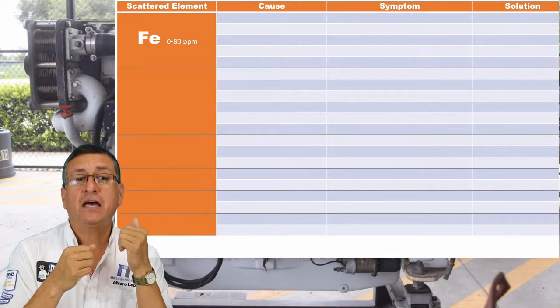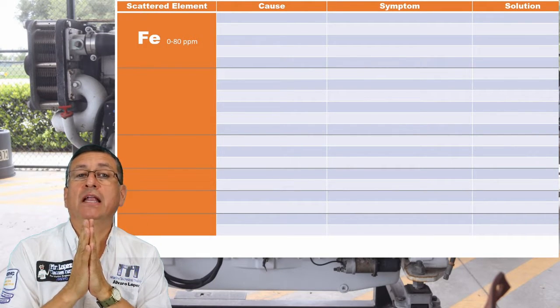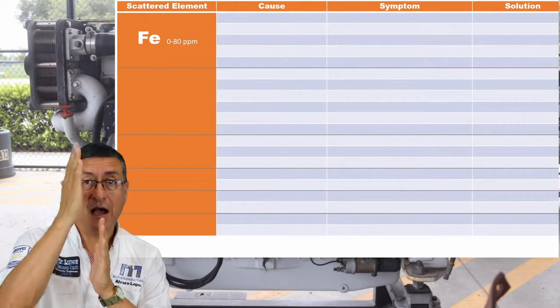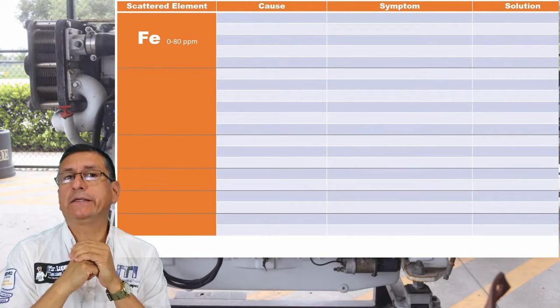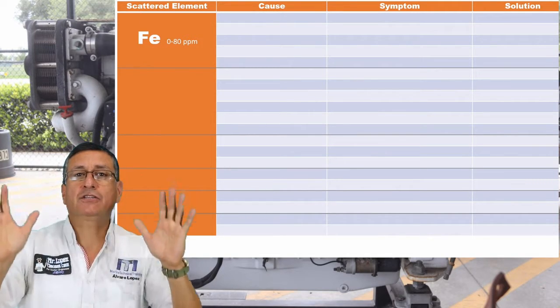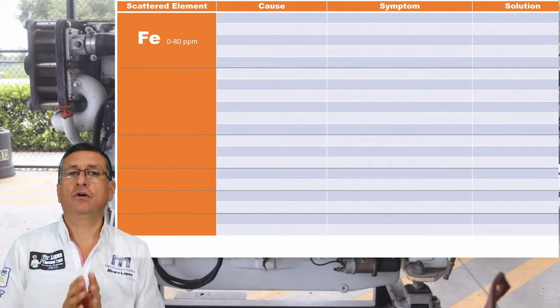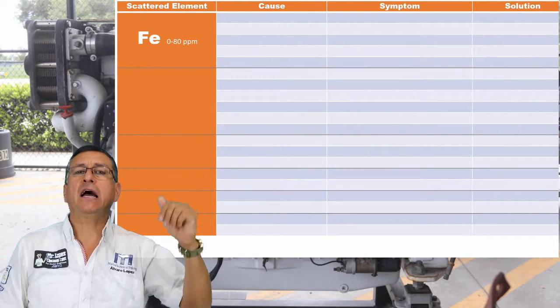Alright, this is the nomenclature that we are going to follow for the rest of the elements. In this particular case, I have iron with a concentration between 0 and 80. Between 0 and 40 is normal. Between 40 and 80 is critical, it is too much. But after 80 is catastrophic. We are going to follow exactly the same procedure for each element. The first one is iron.